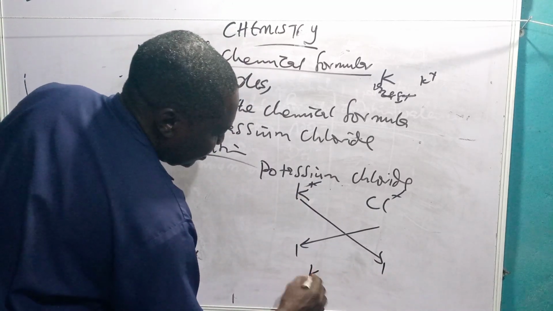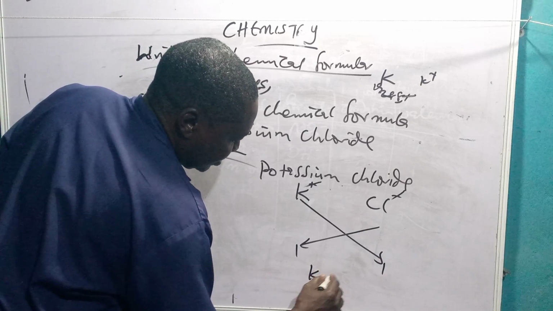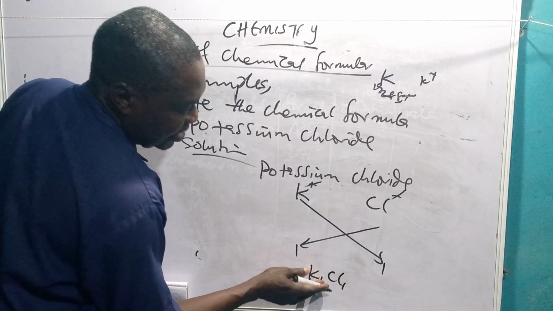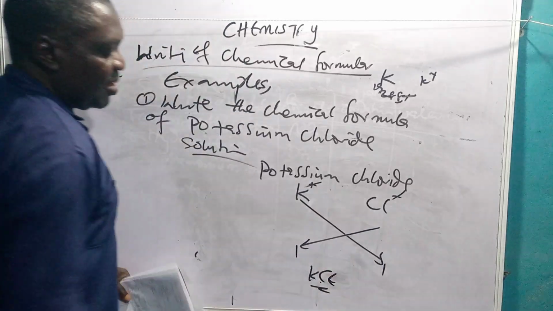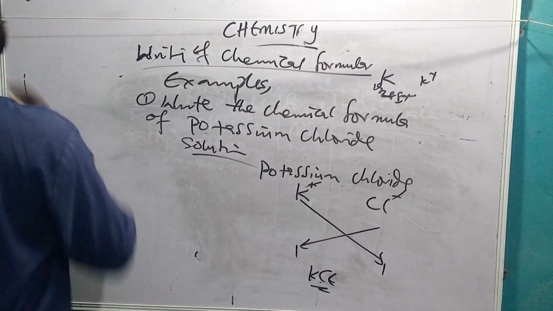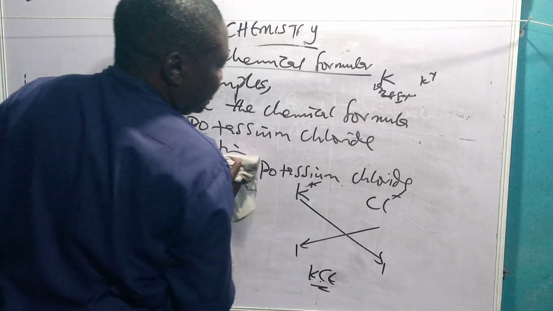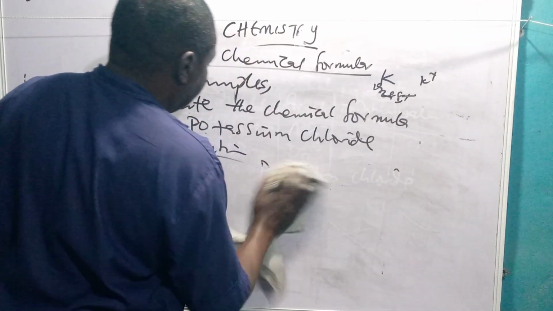So it now becomes K1 Cl1. But there is no need of writing 1, so you just write KCl. This is the formula of potassium chloride. No need to write 1. So let's say we are done with that. I'll give you about 3 examples.